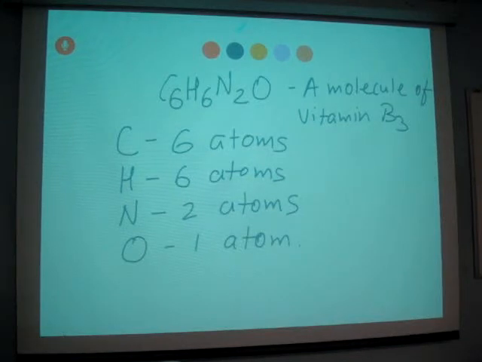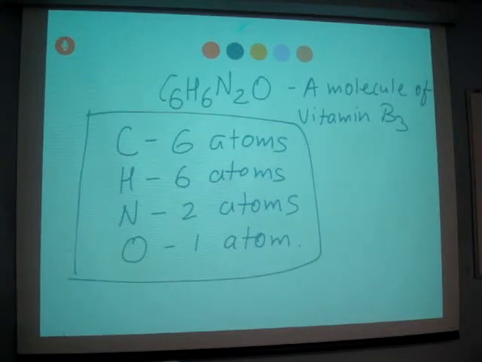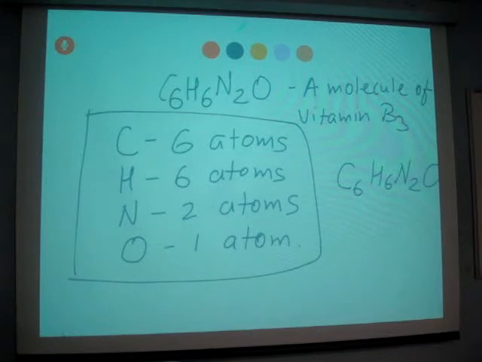Right? So sometimes it's said the other way around: the compound that contains 6 carbon atoms, 6 hydrogen atoms, 2 nitrogen atoms, and 1 oxygen atom. What's the formula? So you can write C6H6N2O, and that's how you can write that formula.